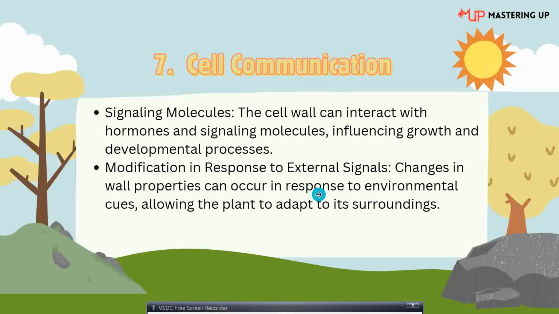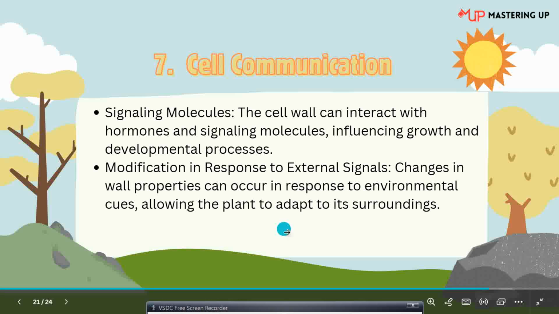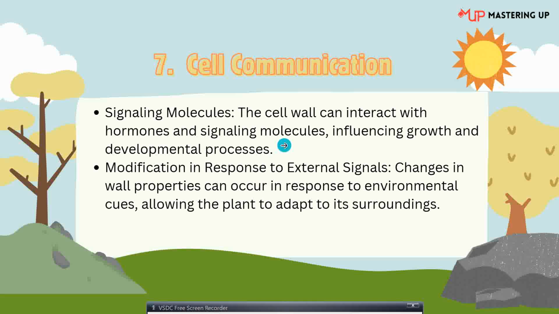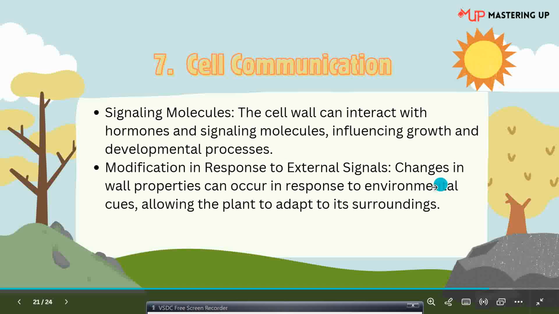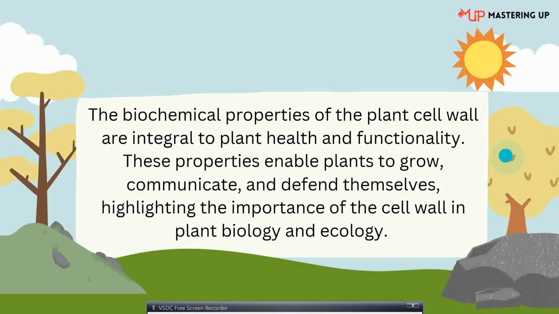Modification in response to external signals. Changes in the wall properties can occur in response to environmental cues, allowing the plant to adapt to its surroundings. So basically this is the same as in the previous two slides. They can change according to the environmental factors affecting them.